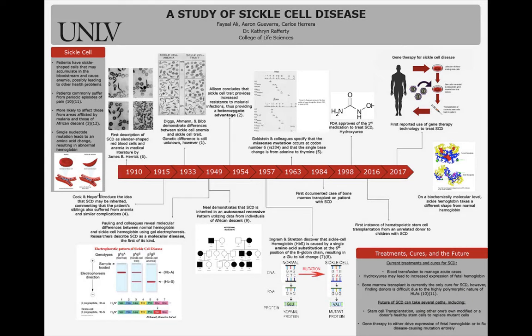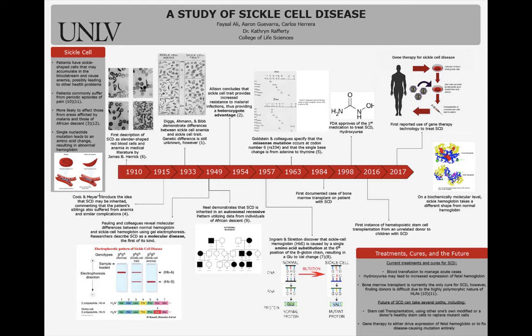In 2016, the first instance of stem cells being transplanted from an unrelated donor into a child with sickle cell disease was noted. The issue found before was that individuals who needed to receive a bone marrow transplant needed to be related or needed to be a match, which is very difficult to find. In 2017, the first reported use of gene therapy technology to treat sickle cell disease was given. However, this gene therapy technology is still in its very early stages in helping us treat sickle cell disease.